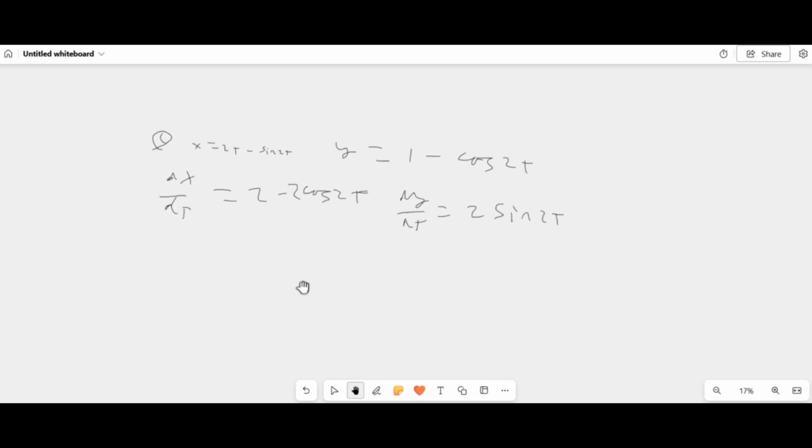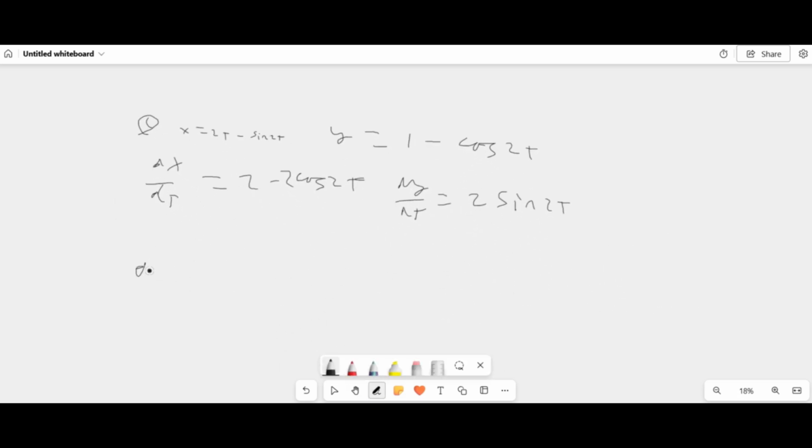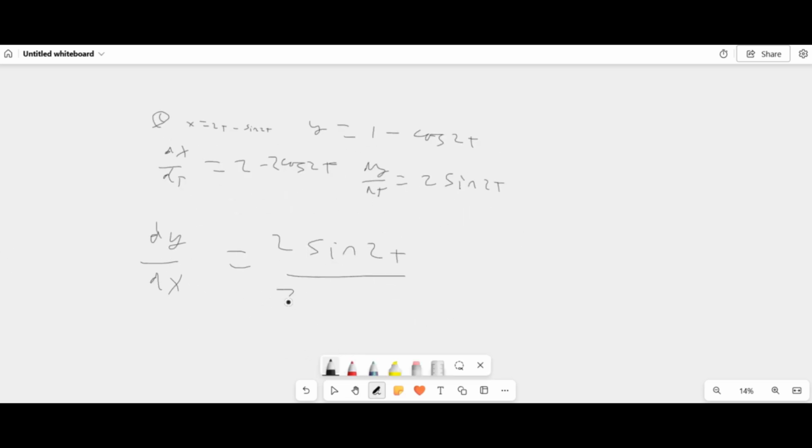So dy over dx here is going to be 2 sine 2t over 2 minus 2 cos 2t, which obviously I can cancel with the 2, so it becomes sine 2t over 1 minus cos 2t.